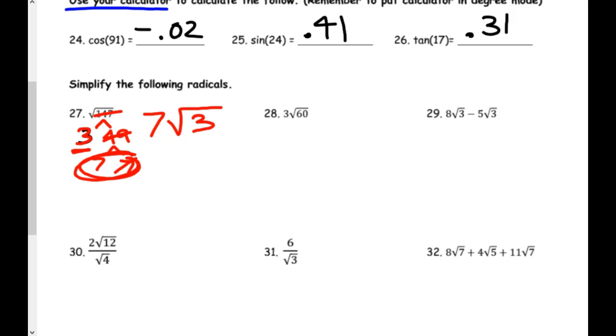28, let's break down 60. 2 times 30. 2 times 15. 3 times 5. Now I want you to notice there was already a 3 out front. So I'm going to circle that 3. I cannot forget that 3.